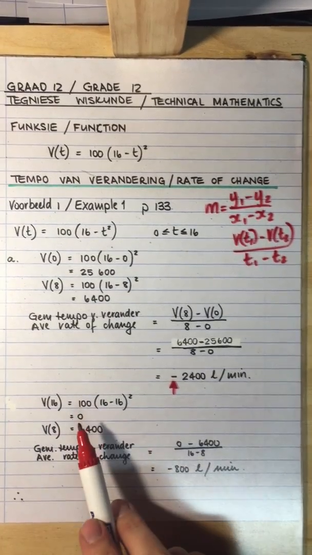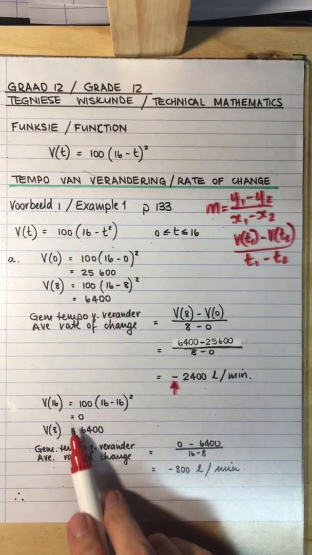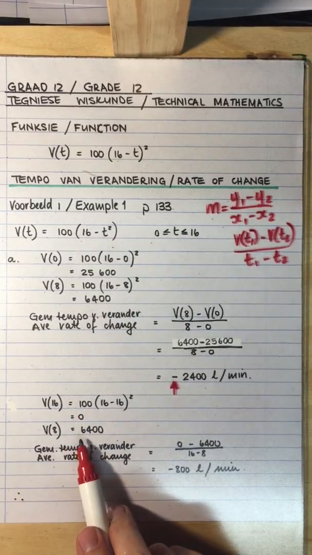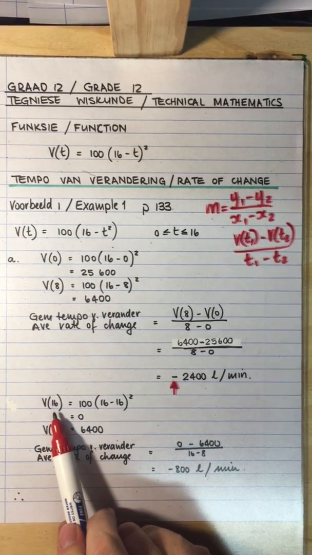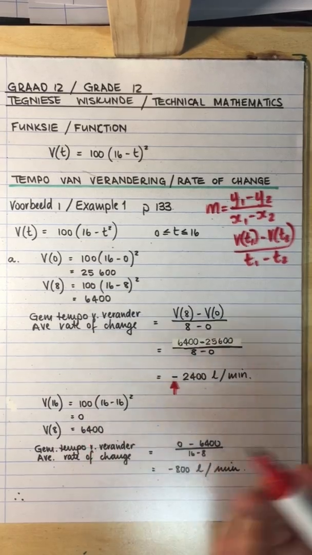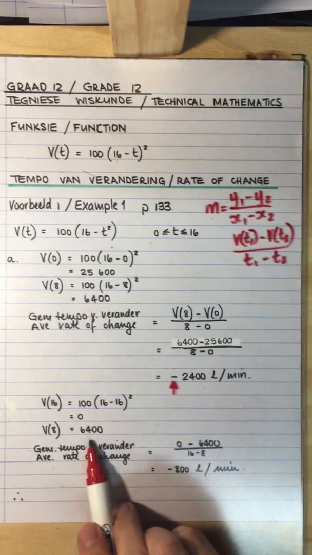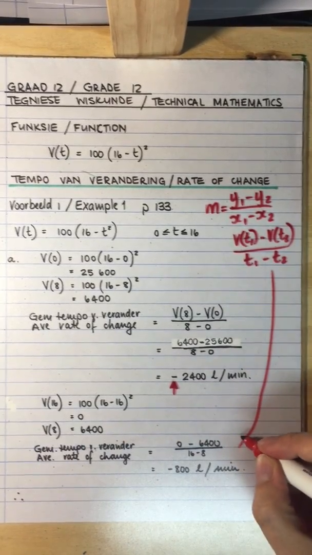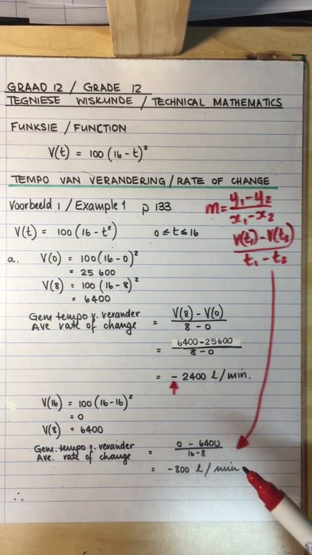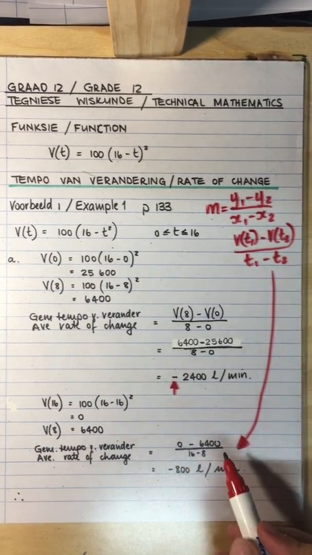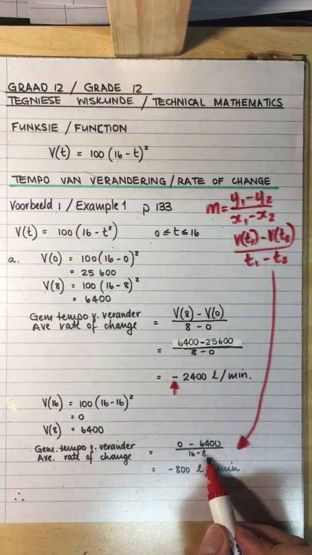We will do the same calculation to find the average rate of change during the last 8 minutes of the experiment, and that means that we will calculate the volume after 16 minutes, which is 0, the tank is empty, and the volume after 8 minutes we already calculated previously. I'm going to use the same formula to calculate the average change during the last 8 minutes. The volume at 16 minus the volume at 8 divided by 16 minutes minus 8 minutes.